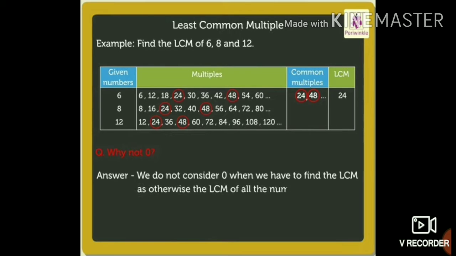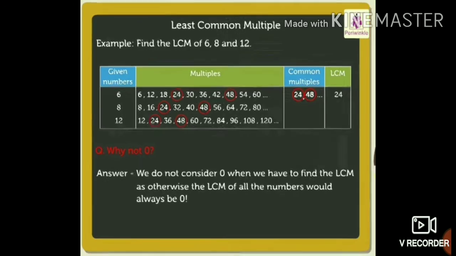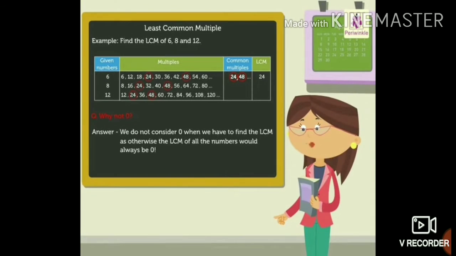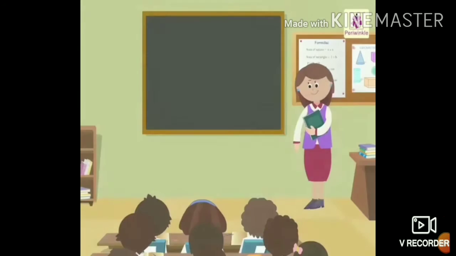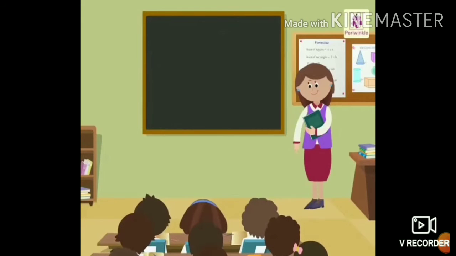Why not 0? 0 is a multiple, but we do not consider 0 when finding the LCM, as otherwise the LCM of all numbers would always be 0. Okay, this is the common method to find the LCM.